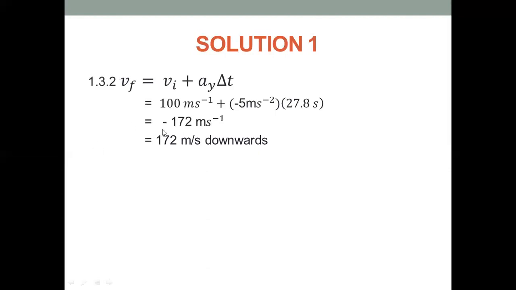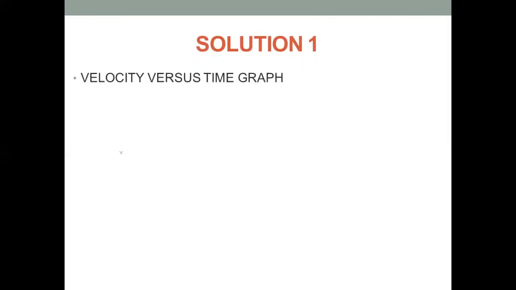Of course, that negative we interpret to be downwards. So this is a vector quantity. Negative means a direction. So the answer is 172 meters per second downwards. Okay, let's go now to 1.4.